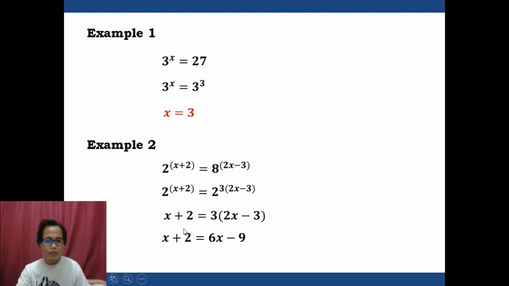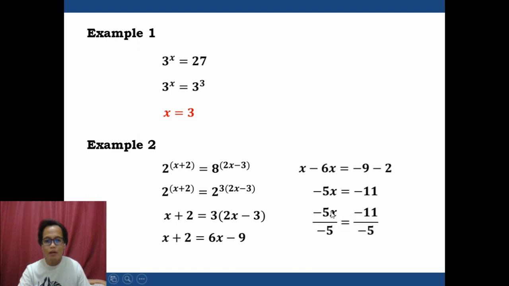Gikan diri, naa tay positive 2 nga constant, naa tay 6x, so mag-subtraction property ta. Negative ni, mabalhin siya diri. So, mahimo ni, copy x, positive x, 6x man na, subtraction property ani, mahimo na negative 6x, equals, copy ang negative 9, kini kay positive 2 man ni, subtraction property ani, mahimo na negative 2. So, combine na ni, x minus 6x, that is negative 5x, then negative 9 minus 2 is negative 11. Then divide both sides by negative 5.